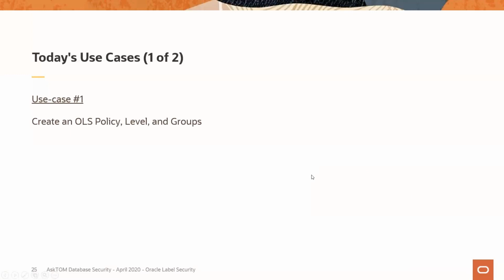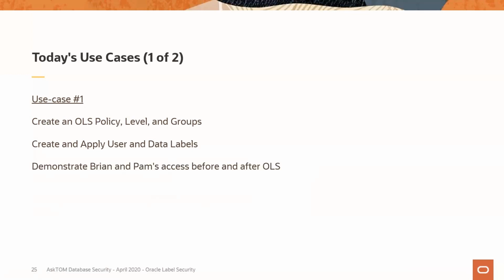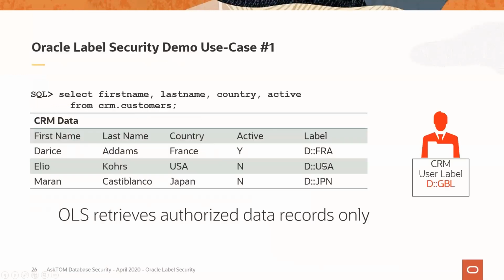So what we're going to do is create an OLS policy, a level, and our groups. We're going to create and apply user and data labels. Remember, Alan talked about users having labels and then the row data having labels. We're going to create those. And then we're going to demonstrate Brian and Pam's access before and after label security. So here's a demonstration of what it'll look like.